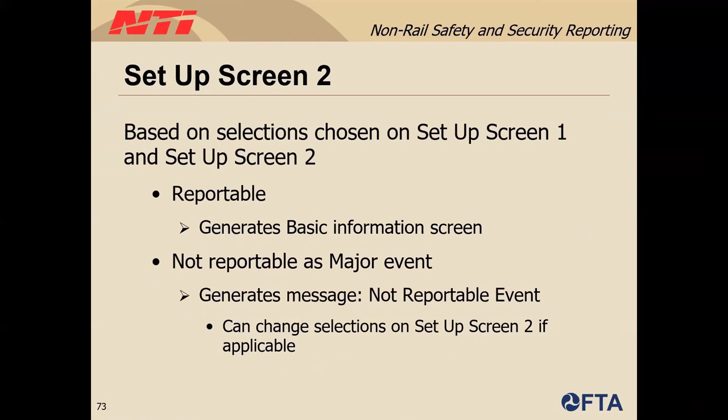Based on the selection you have made and questions you have answered, the system will respond accordingly. If the event is reportable as a major event, the basic information screen will appear. If the event is not reportable as a major event, the system will generate a message that the event is not reportable and ask you if you want to continue. At this point, you can edit the selections on setup screen two in case you answered any questions incorrectly, which may have made the event seem not reportable.